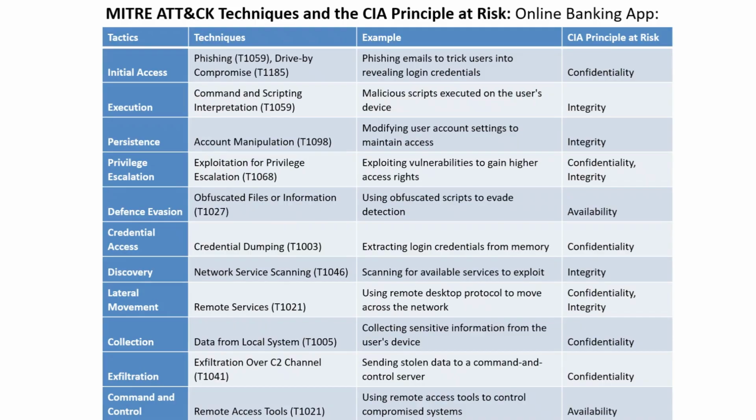Then the lateral movement, because that's got to do with remote service, all right, because we're moving back and forth in the system. So confidentiality and integrity has been violated here for this CIA triad. Then collection, that is confidentiality, just as the exfiltration, and the command and control, which is availability. So let's look at that for the school grading system.